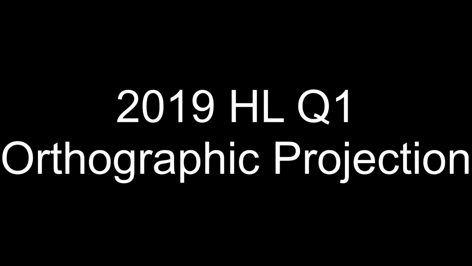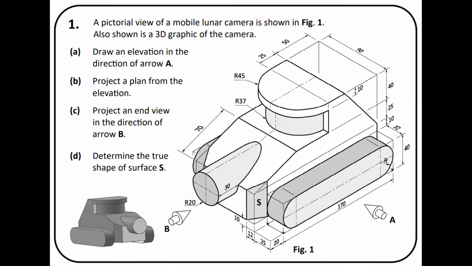This video looks at the 2019 higher level question 1, orthographic projection. A pictorial view of a mobile lunar camera is shown in figure 1. Also shown is a 3D graphic of the camera. There are 4 parts to this question.